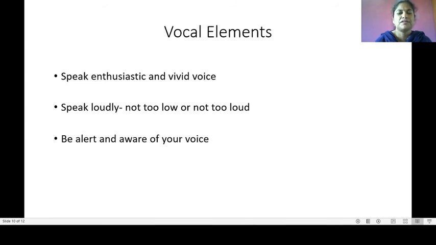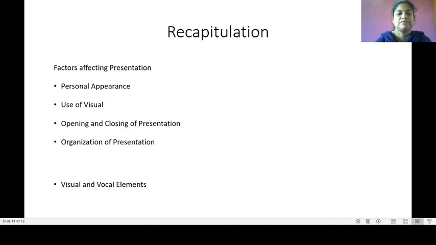So, the three main things we have seen in these slides are visual elements, verbal elements, and vocal elements. All these three are very important to make a presentation effective. Yes, it's time for recapitulation. We were seeing the factors affecting presentation in this session. Among the six factors, we saw four main factors in this particular session.